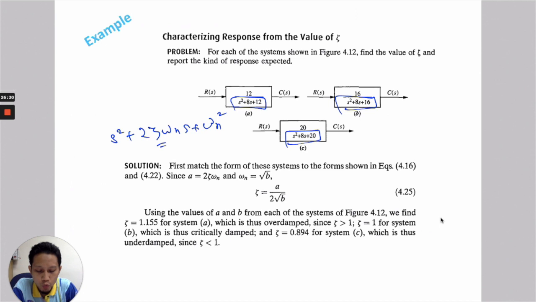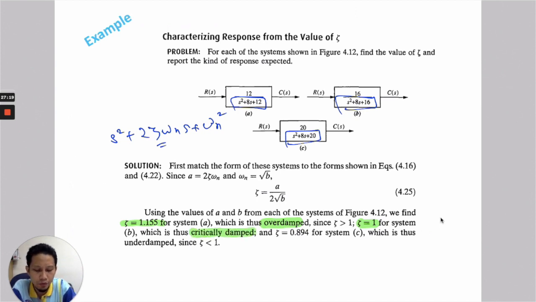And when we know the value of zeta, we can know the response. It is either underdamped, overdamped, or critically damped. So for example, for question A here, we find that zeta is equal to 1.155, which in this case is greater than 1. So when greater than 1, we say the system is overdamped. And then for question B, we found that the value of zeta is equal to 1. We know that zeta equal to 1 means that the response of the system is critically damped.